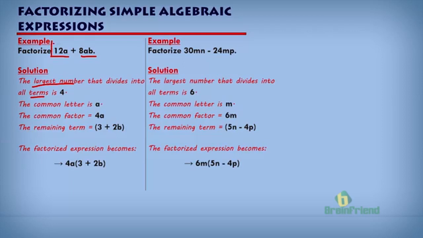Every algebraic expression is made up of two or more terms. So we have a term here, 12a, and 8ab is another term. Terms are separated by operators. There we have an addition operator, plus. So we have 12a plus 8ab.